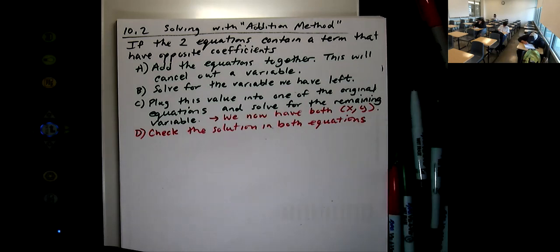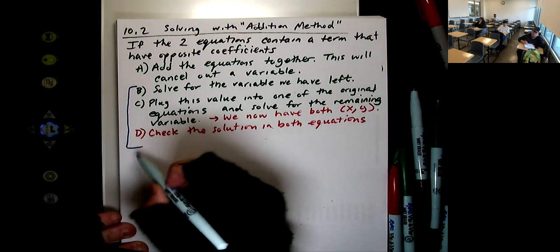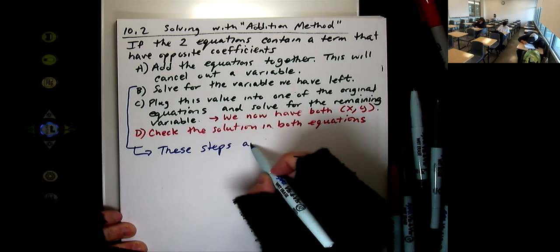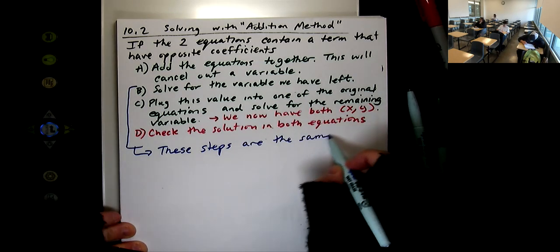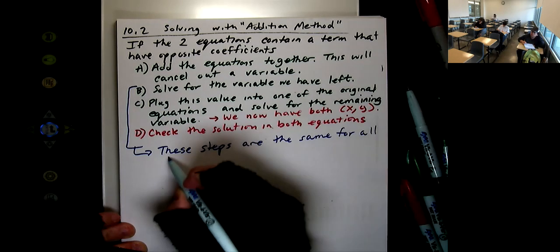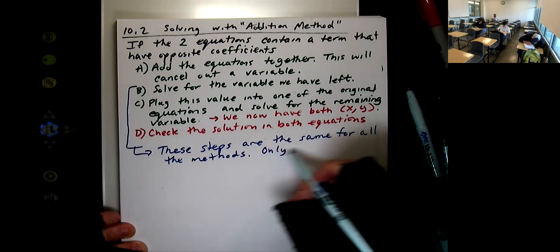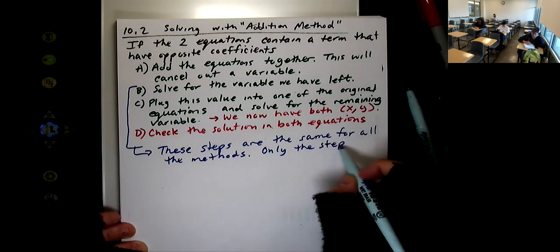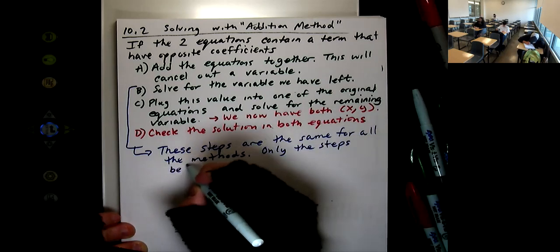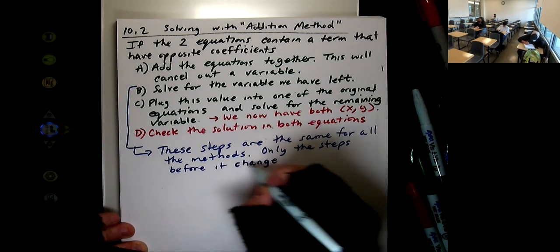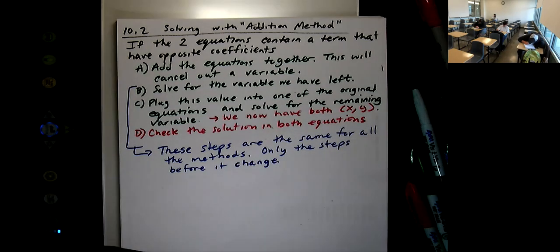These steps right here are the same for all the methods. Only the steps before it change. No matter which method you use, you're going to get it down to one equation with one variable in it that you solve.